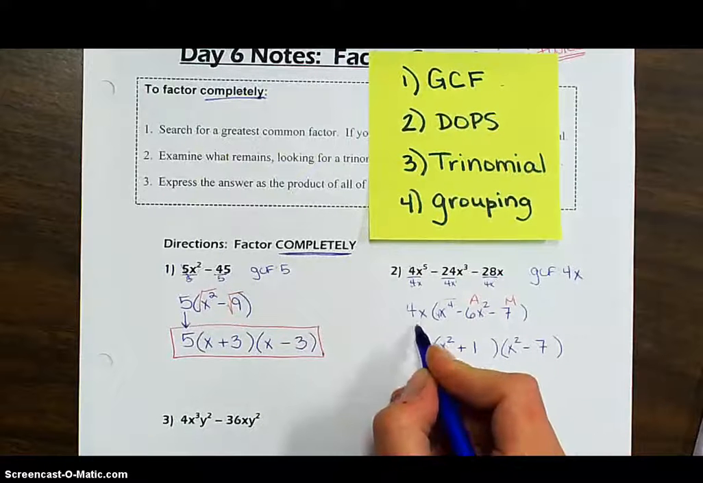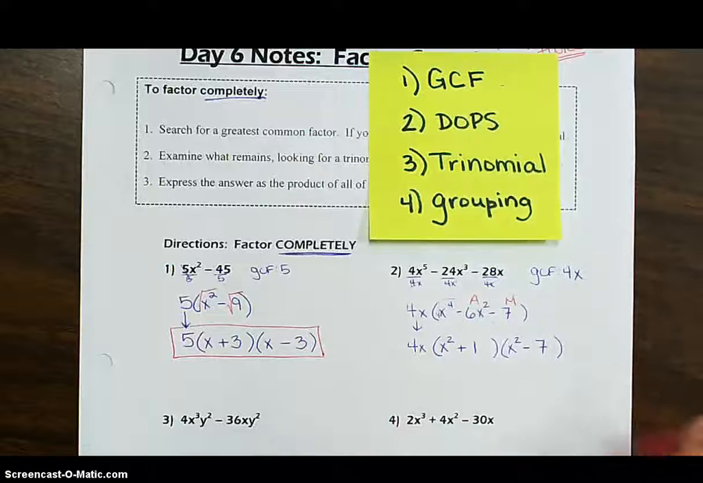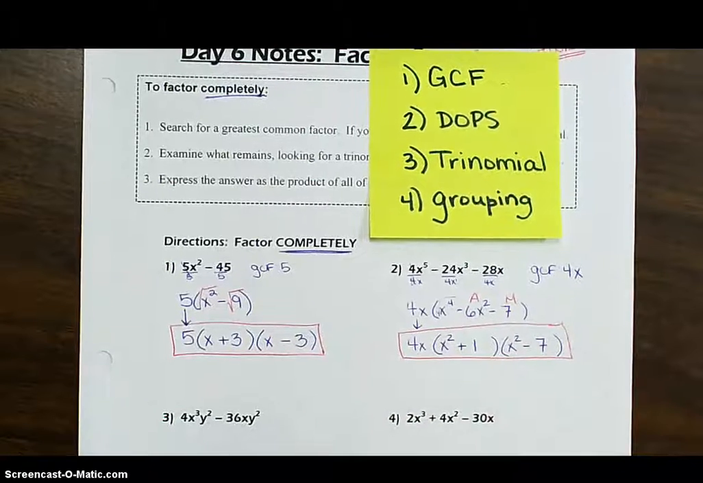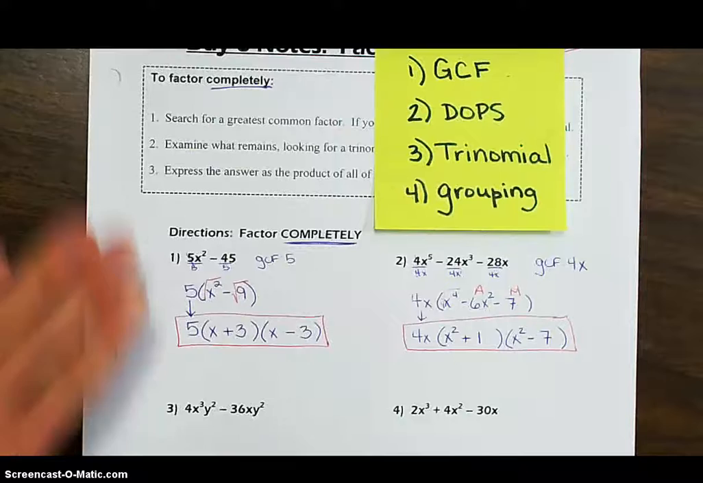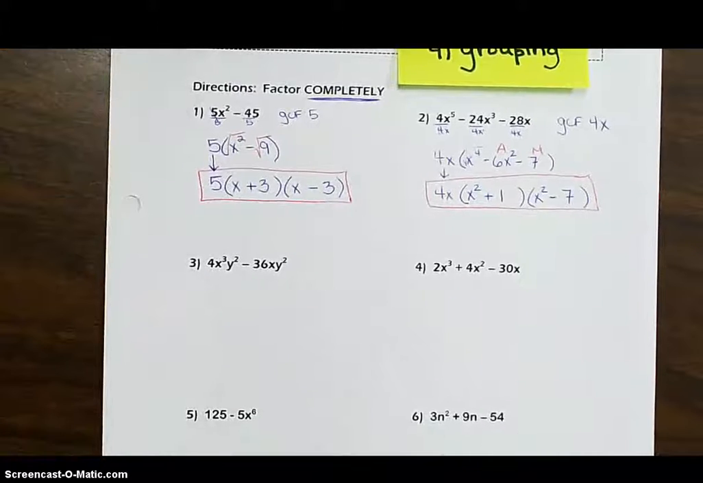So now we've done trinomial, we still have to bring that GCF down, and we get 4x in the front. And you have just factored completely. All right, let's try one more, and then I'm going to have you try a few of these on your own. So let's take a look at number 3.